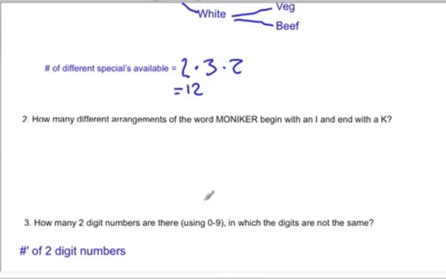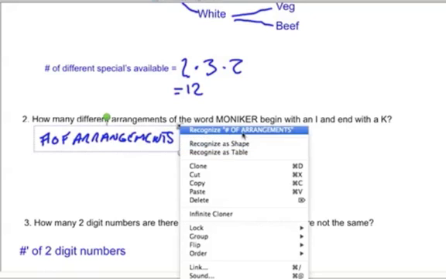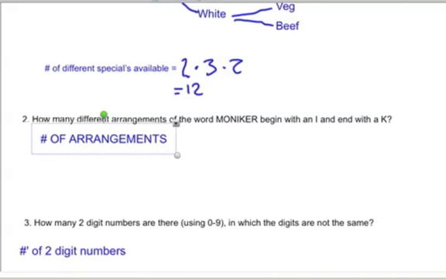Now, next question: how many different arrangements of the word moniker begin with an I and end with a K? Well, the number of arrangements is going to be equal to, now we have, for our first letter, one choice. That's where we're going to put the I. Then we're going to have one choice to end. But for in the middle, we have a total of 7 letters in moniker.